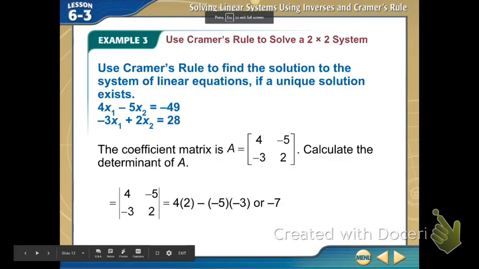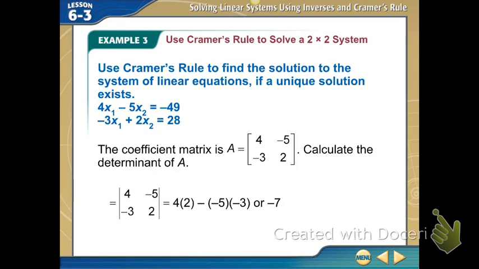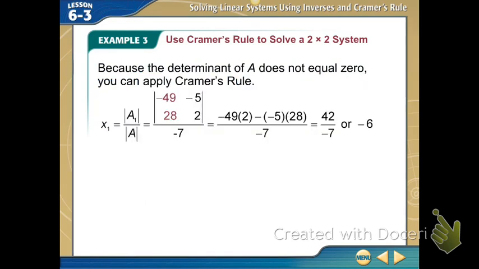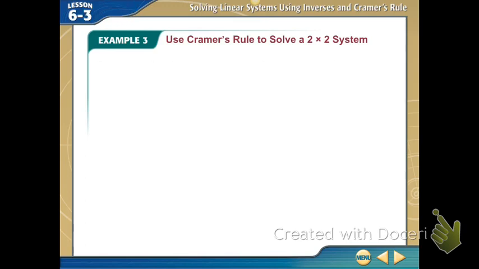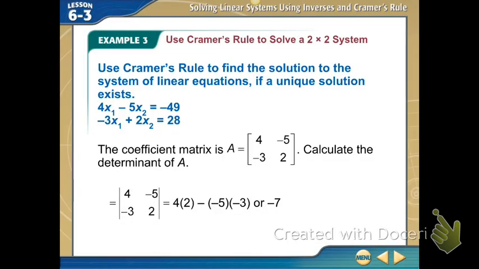All right, so first example. Use Cramer's rule to find the solution to the system of linear equations if a unique solution exists. Okay, so these are my coefficients. All right, so these are my coefficients, right? The 4 belongs to this guy, the -3 belongs to this guy, and so on and so forth.